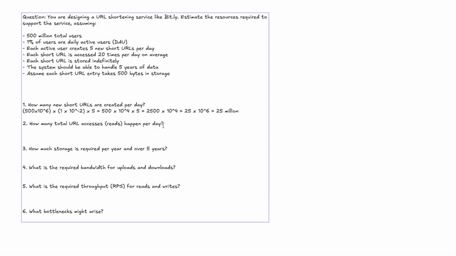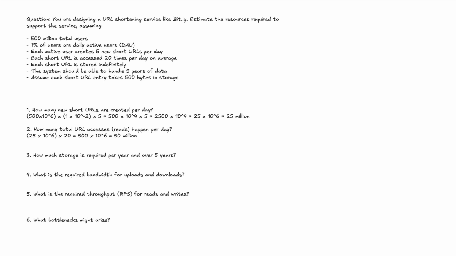All right, so next we have how many total URL accesses or reads happen per day. So we know that we have 25 million short URLs created per day based on our last question. So we have 25 times 10 to the 6. And we know that each short URL is accessed 20 times per day on average. So we multiply that by 20 based on our requirements. So we do the math. We have 500 times 10 to the 6, or 500 million total accesses per day.